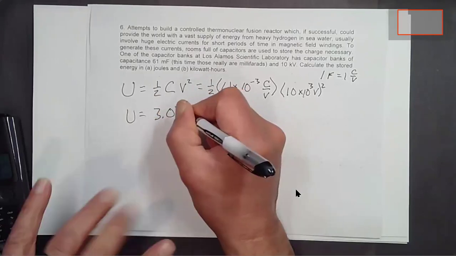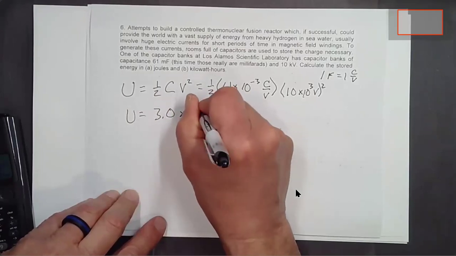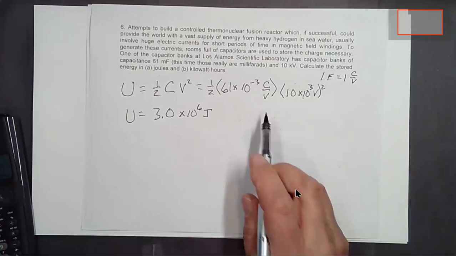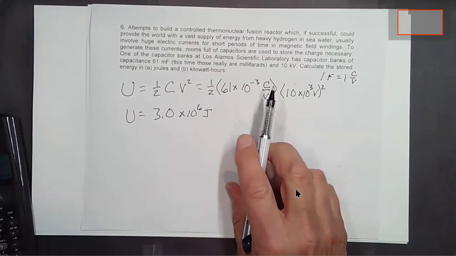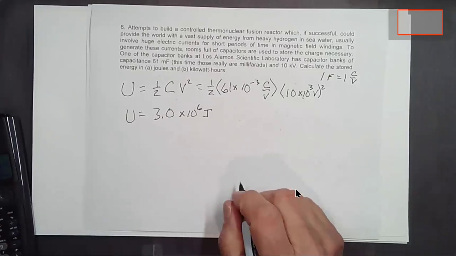Actually, it's either 3.0 or 3.1, but anyway, times 10 to the sixth joules. We figured out on the last problem that when you multiply coulombs per volt times volts squared, you get joules. So that's a fair amount.